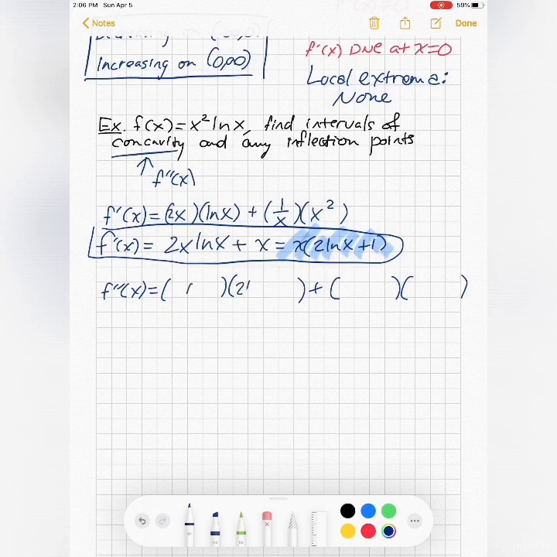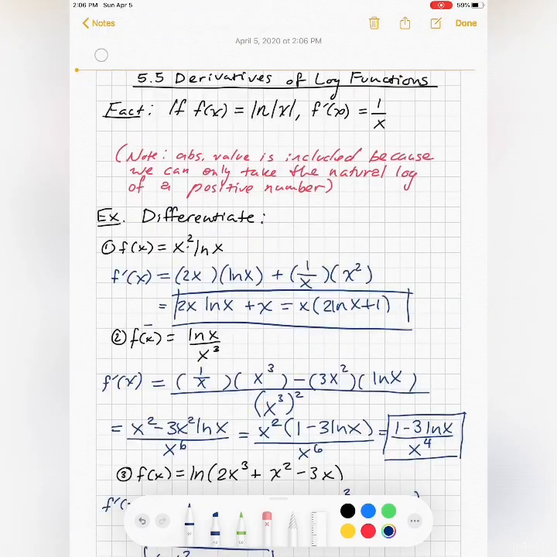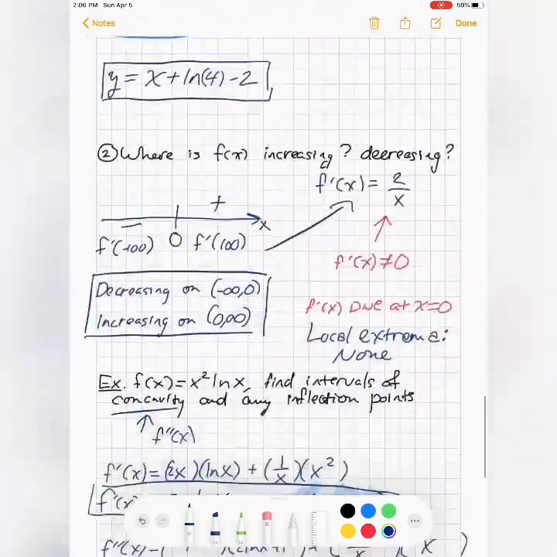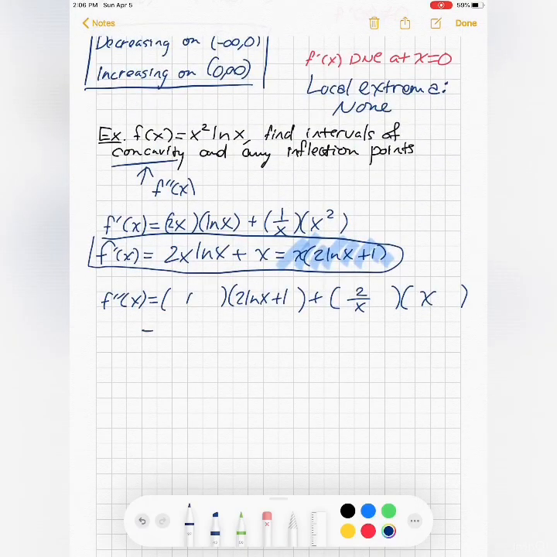Okay, derivative of x is 1, 2 ln of x plus 1. And then the derivative of 2 ln of x is 2 times 1 over x, like so. So 2 ln of x plus 1 plus 2. So 2 ln of x plus 3. Looks like my second derivative.